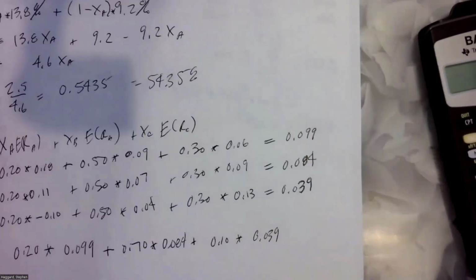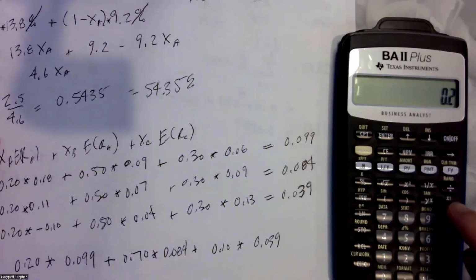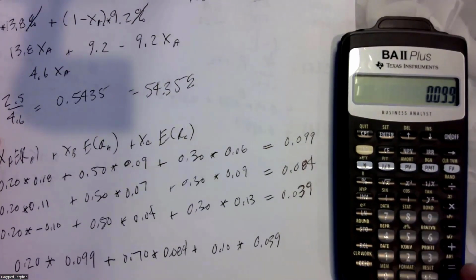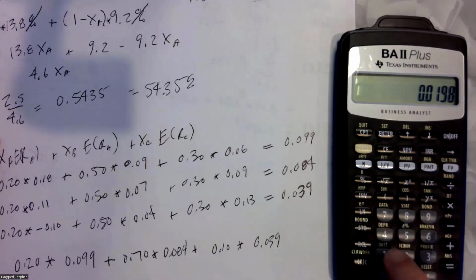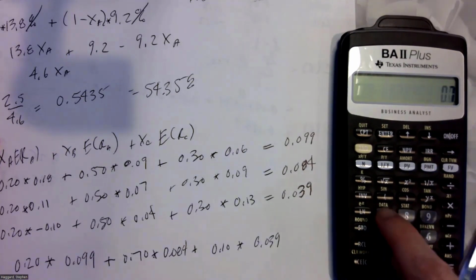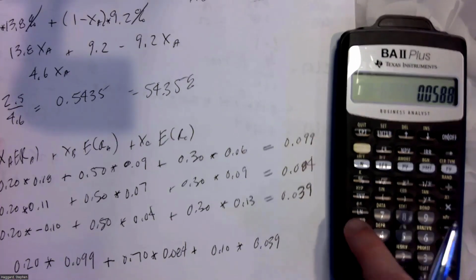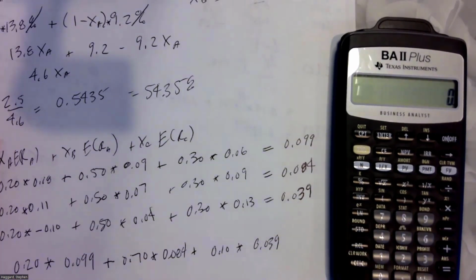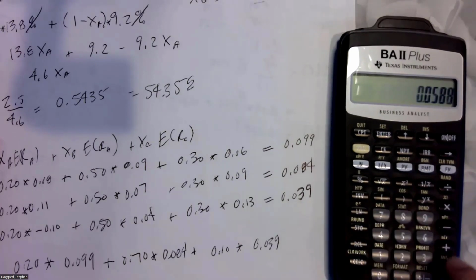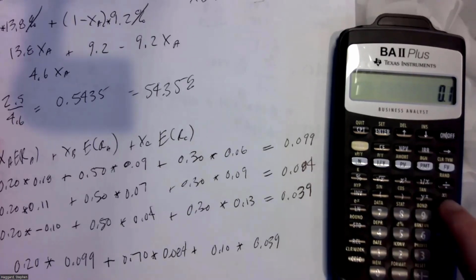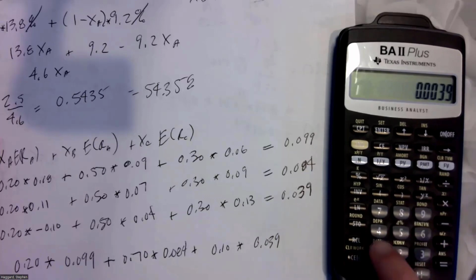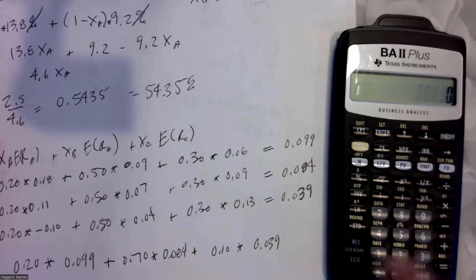the probability of this last one is 0.10 times return in that state is 0.039. So now I can go through, say 0.2 times 0.099 equal store 1. 0.7 times 0.084 equal store 2. Make sure I got that one right. 0.7 times 0.084. Okay. And then 0.1 times 0.039 equals store 3. How do I get the expected return on the portfolio with those numbers?